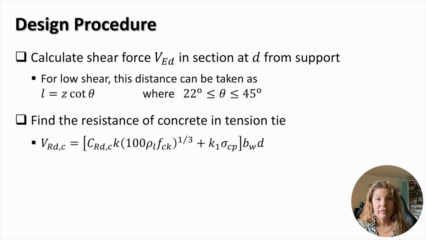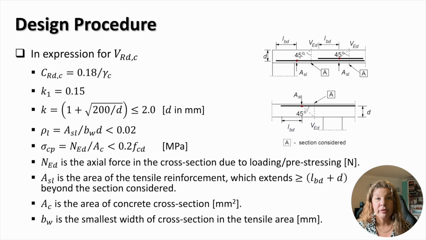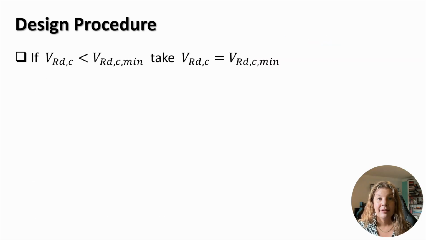The resistance VRDC of the concrete in the tension tie is calculated using the following formula. The minimum value of VRDC is also calculated. The expression for VRDC takes into account the effect of concrete compression strength, section size, the amount of longitudinal reinforcement, and the presence of axial force. If the calculated VRDC is smaller than the minimum value, the minimum value is adopted in further design.